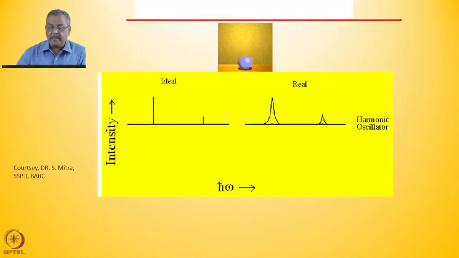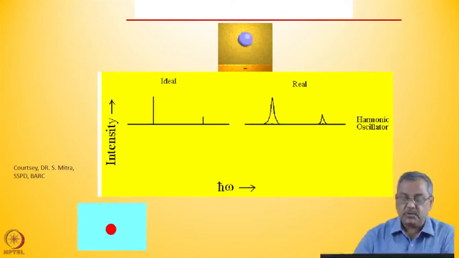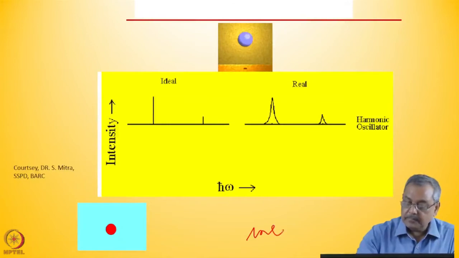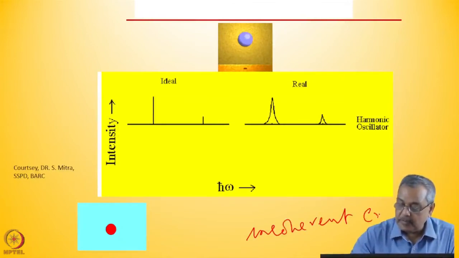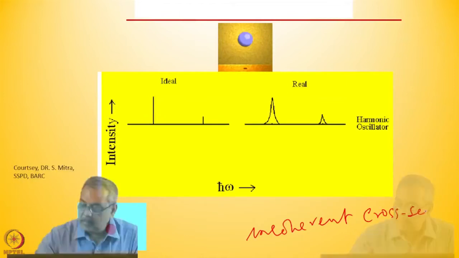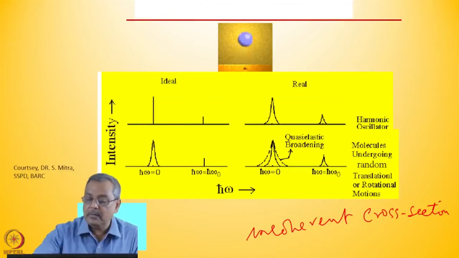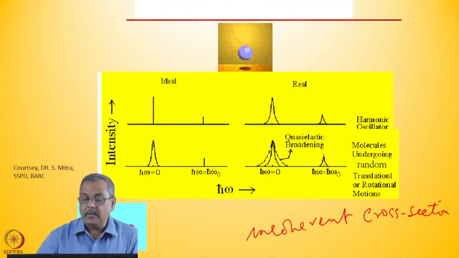But now, when we go ahead and do stochastic motions, then we will be talking about the incoherent cross section, because I'll show you, we will be talking about the self-correlation of an atom with itself in time.